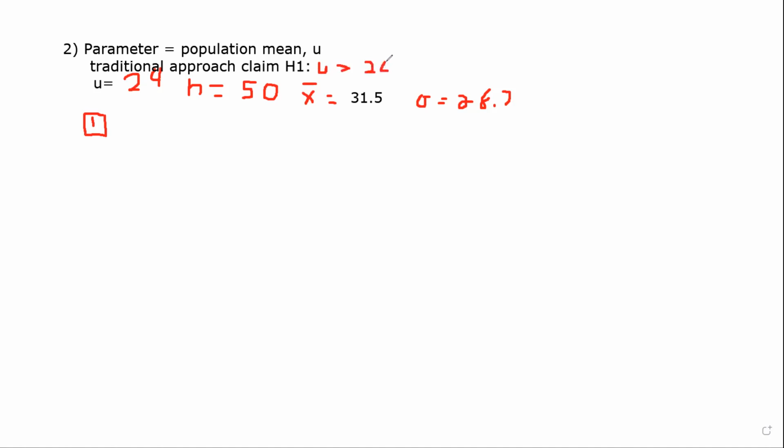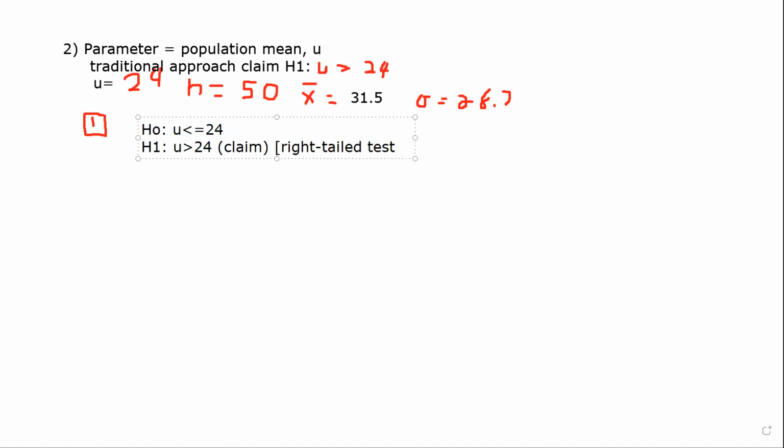Well, that's my claim. That's going to be H1. My H0 is going to be less than or equal to, because it's always the opposite, opposite signs. So H0 is going to be the one that's mu is less than or equal to 24. My H1 is mu is greater than 24. This is my claim. And it's a right tail test, just like the other one that we did. This is a right tail.